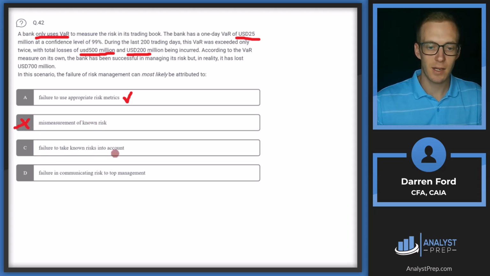C, failure to take known risks into account. I think you could argue these are not necessarily known risks. We don't know how deep that left tail is. So we could rule that out as well. And then failure in communicating risk to top management. They're communicating the risk, just not using the proper metrics. So I think we could stick with A as the best answer here.